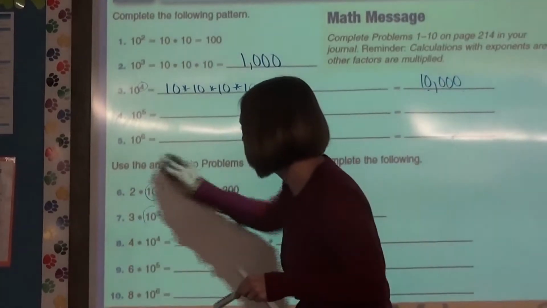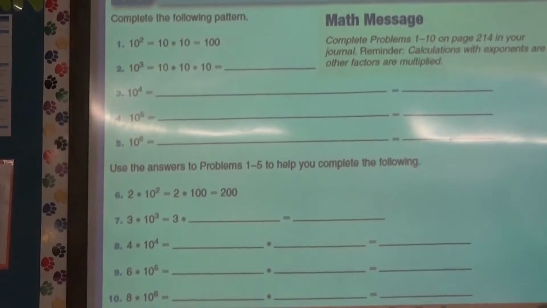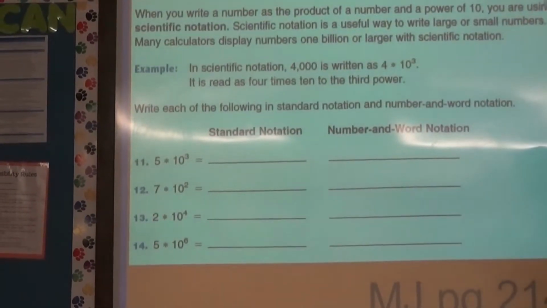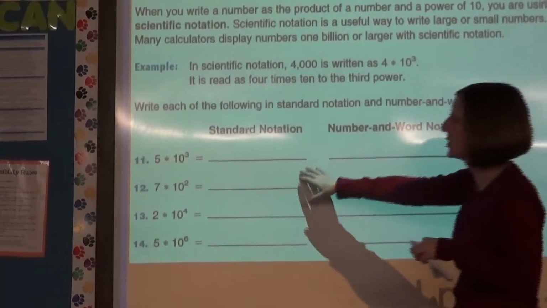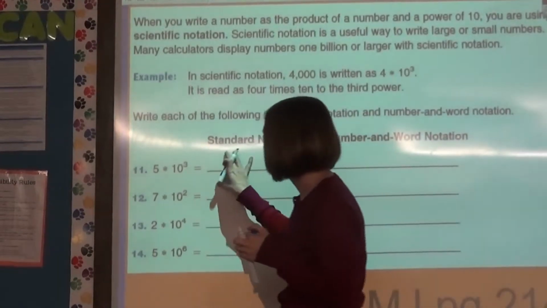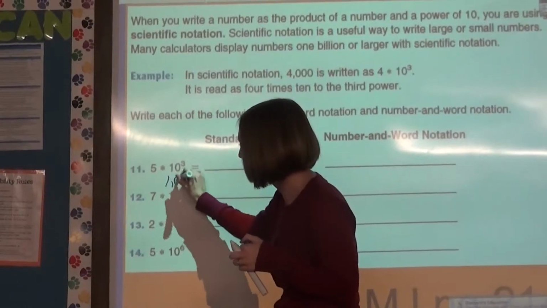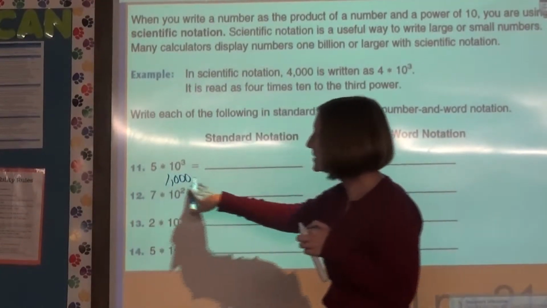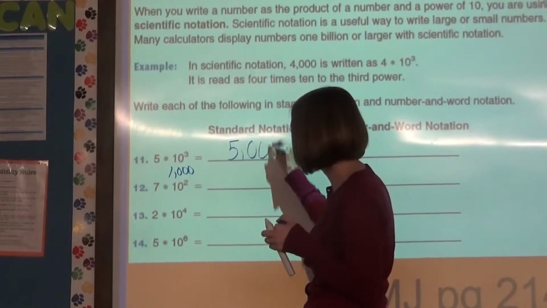We're going to look at another page in your math journal real quick and do a couple of examples together. If you flip, I guess down below here, standard notation and number word notation. Okay, so you can use this definition and example above. We're going to do number 11 together. This is very similar to what we just did on the last part, except now we're not going to break it down quite as much. I know again that 10 to the third is 1,000. So 5 times 1,000. Standard notation means I just write it like a number, so 5,000.